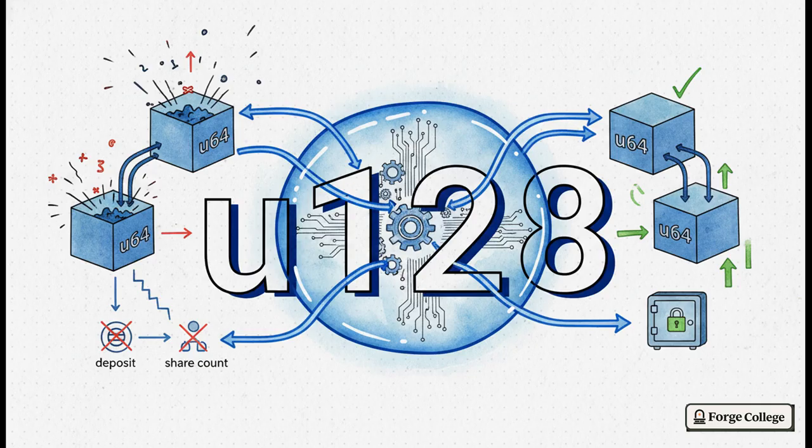You see, when you multiply 2 normal 64-bit numbers together, like a deposit amount and a total share count, the intermediate result can be absolutely massive. If it exceeds the maximum size of a 64-bit integer, your program just crashes with an overflow error. It's a literal math explosion. By temporarily casting our variables to this heavy-duty U128 calculator during the multiplication and then casting back to 64-bit afterward, we completely eliminate that risk.